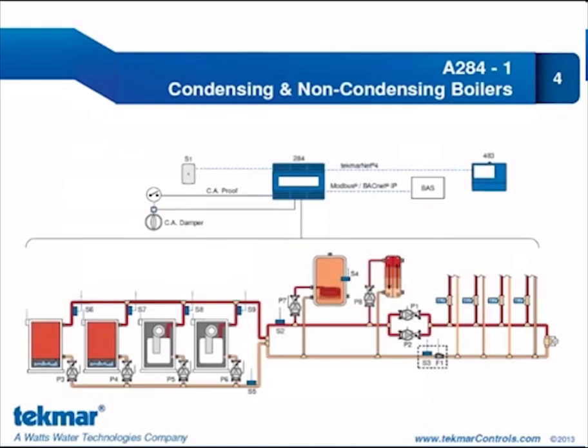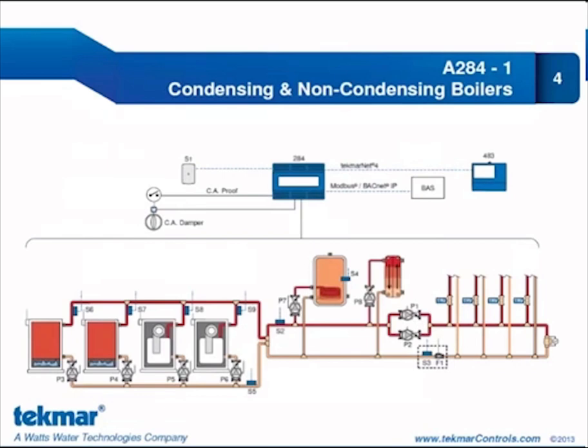Whenever we're doing primary pump sequencing, we of course have to provide proof of flow. In this case, we're doing that with the flow sensor F1. We can connect a flow sensor to the 284 and have it measure flow for monitoring purposes only, or in this case, we can choose to have it measure flow and provide proof of flow for the primary pump sequencing.